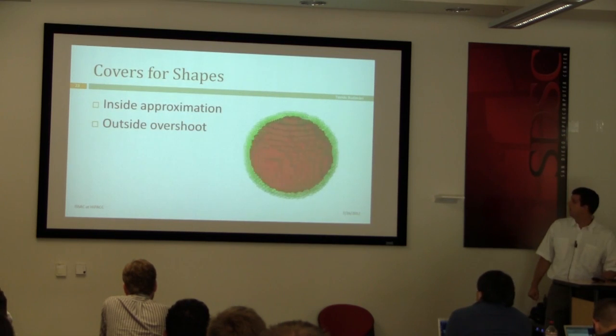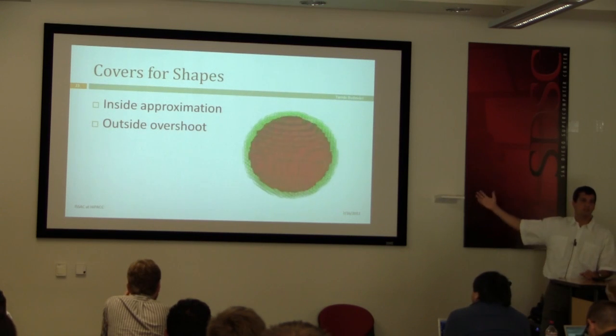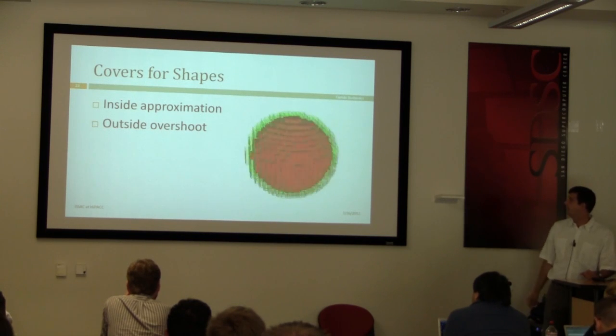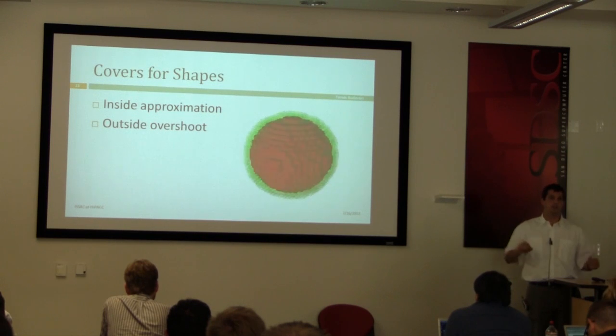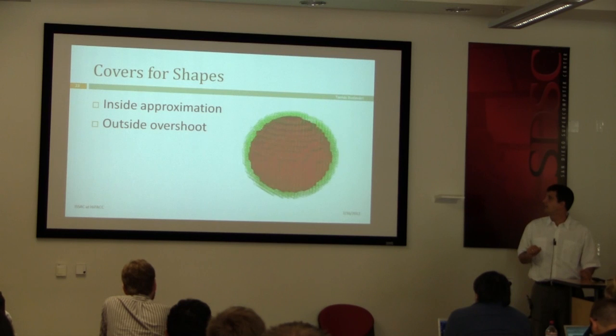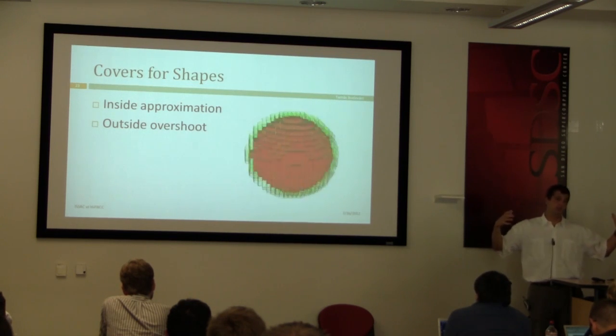Here is Gerard's work on visualizing how this looks in 3D. So if you had a 3D sphere and had an inside and outside approximation, then this is what you get. The inside is smaller than the shape, of course. The outside is bigger than the shape.